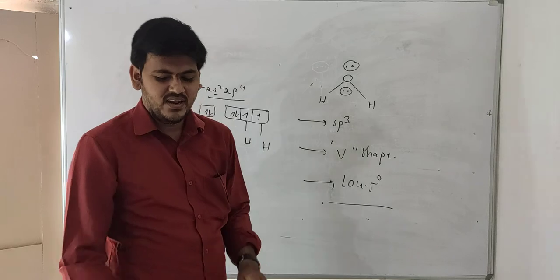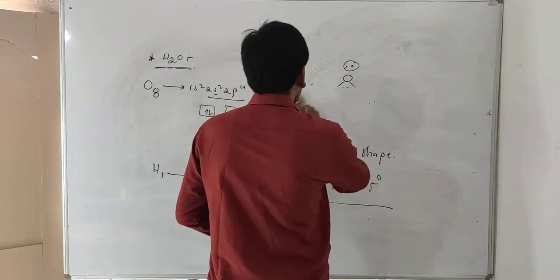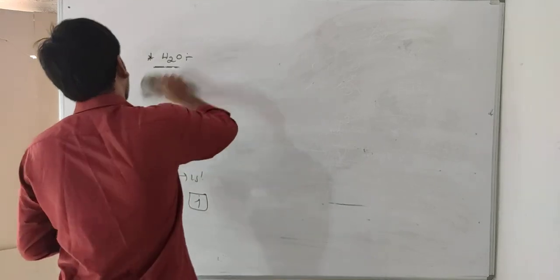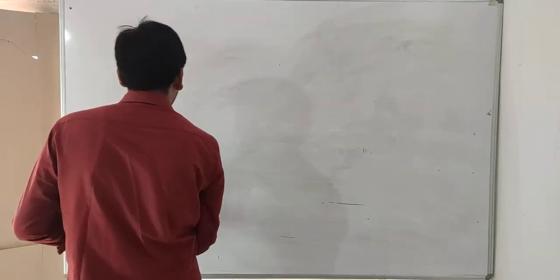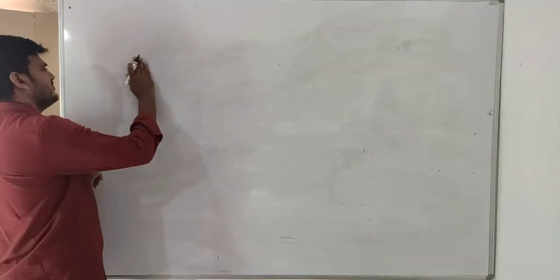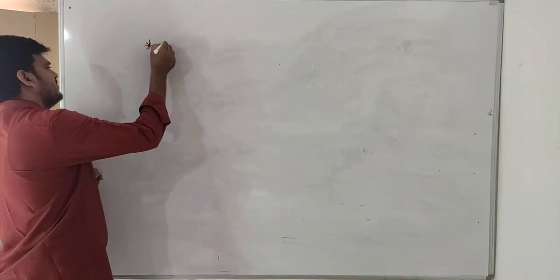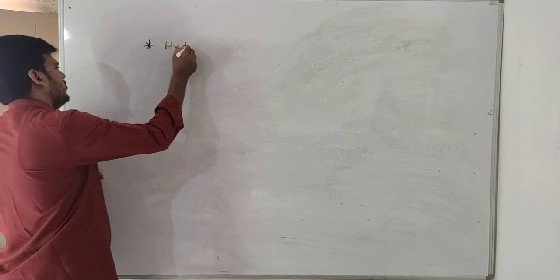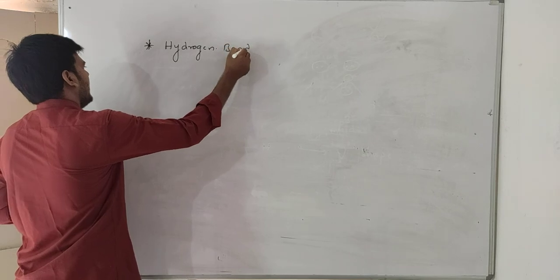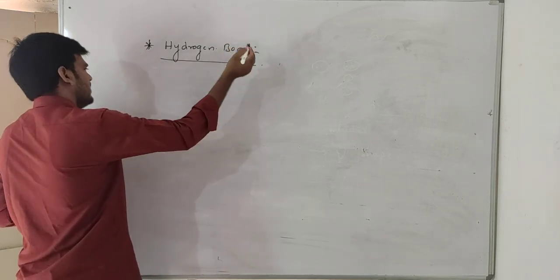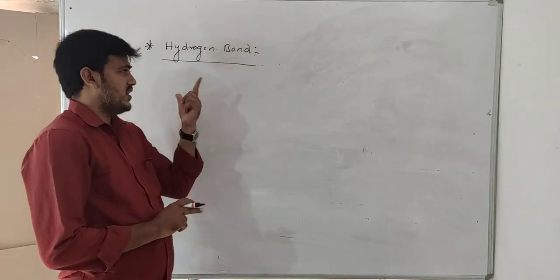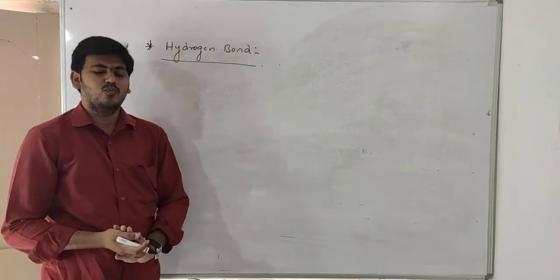Then the next topic, a very important topic, is hydrogen bond. So what is meant by hydrogen bond? Covalent bond, ionic bond, next one hydrogen bond. What is meant by hydrogen bond?